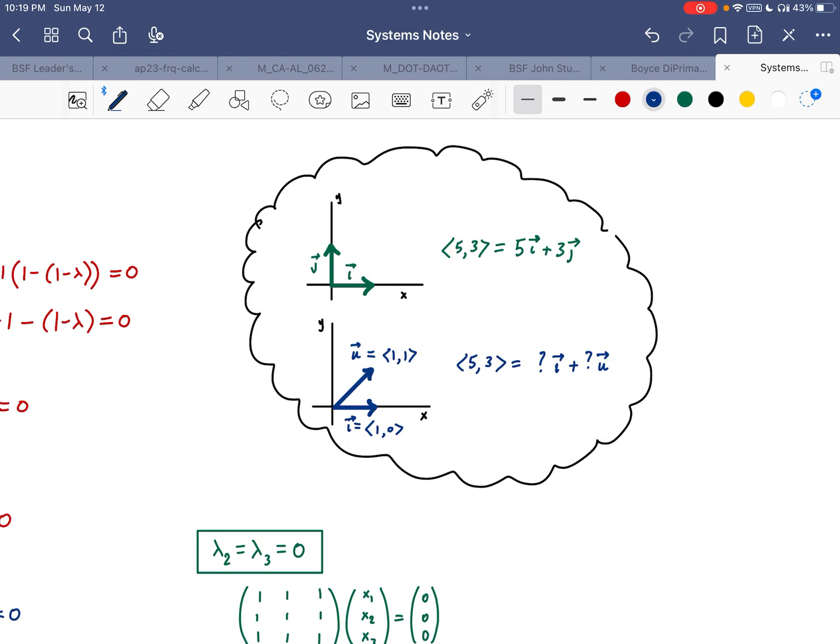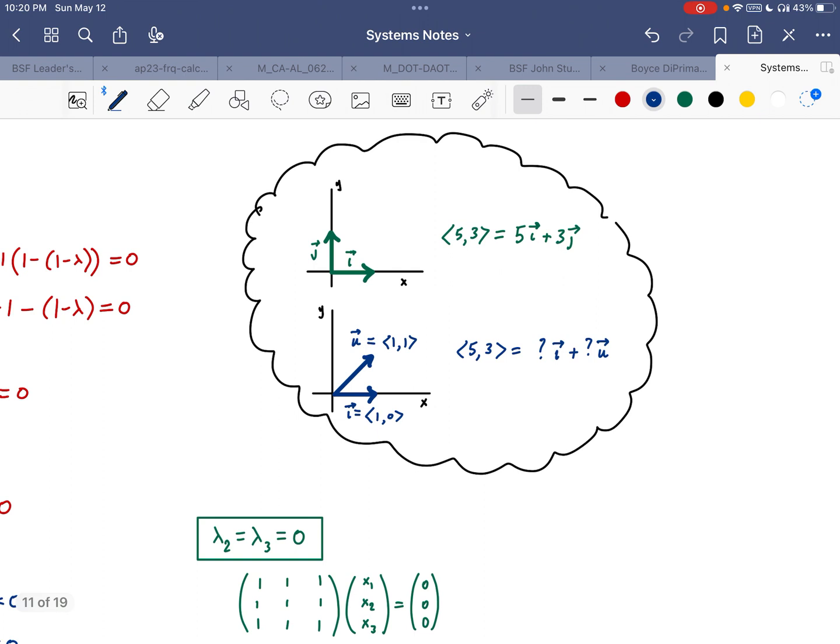And the answer is yes. The answer is yes. And there's nothing special about the vector 5, 3. Any vector in the entire two-dimensional plane can be built from these vectors, I and U. Oh my goodness. Shocking, right? Well, the thing you need is just two vectors that are linearly independent. And then you can build every other vector in the plane from those two. It's just I and J happen to be a really convenient basis. And that's what it's called. They're called a basis.